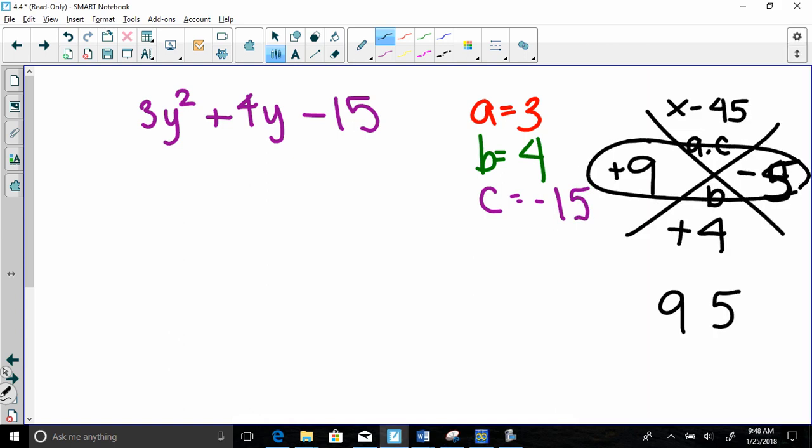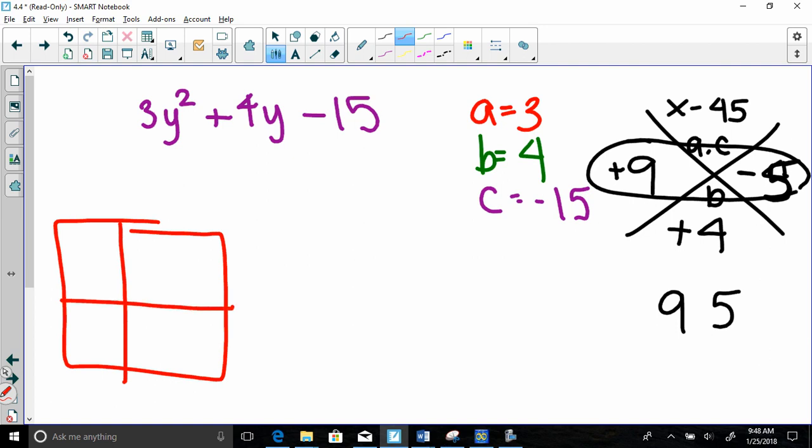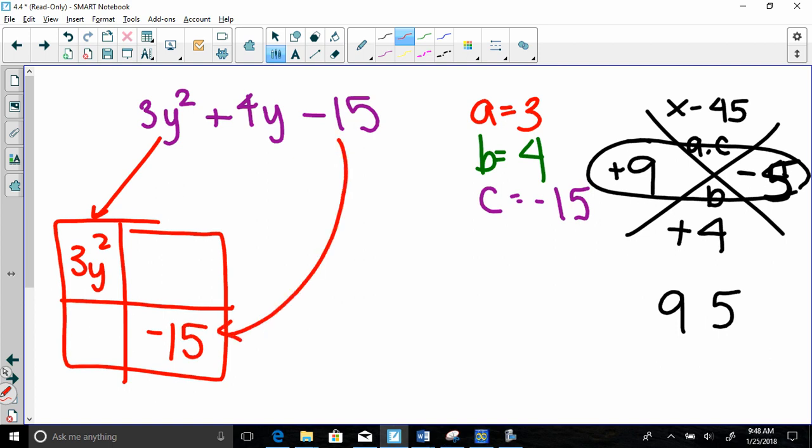Just so I can see, how many people are doing box methods? How many people are doing it the quicker way? Okay, so I'll do it both just so you guys can see. So the box method would look something like this. And so my 3y squared goes in first because that's my first term. The negative 15 goes in last because that's my last term. And I'm going to use positive 9y and negative 5y. It doesn't matter what order you put it in for these two.